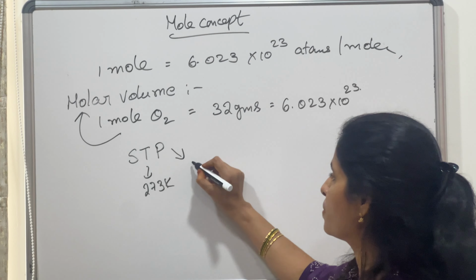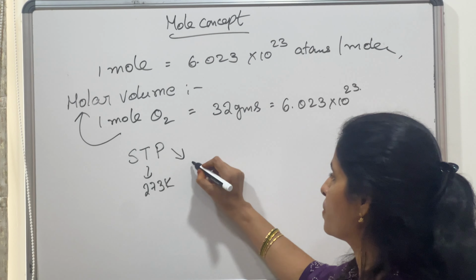So what is a molar volume? The volume occupied by 1 mole of any gas at STP is known as molar volume. So any gas at STP occupies a volume of 22.4 liters.